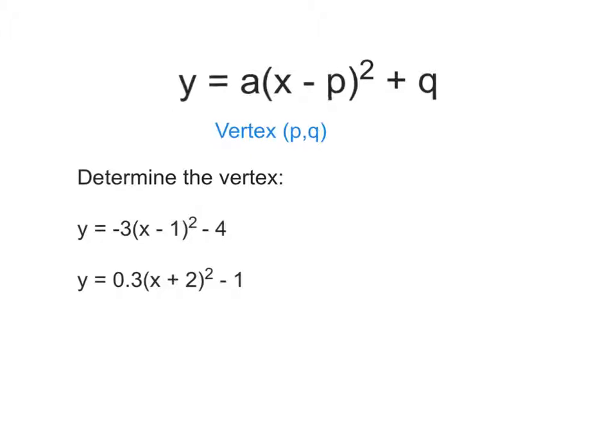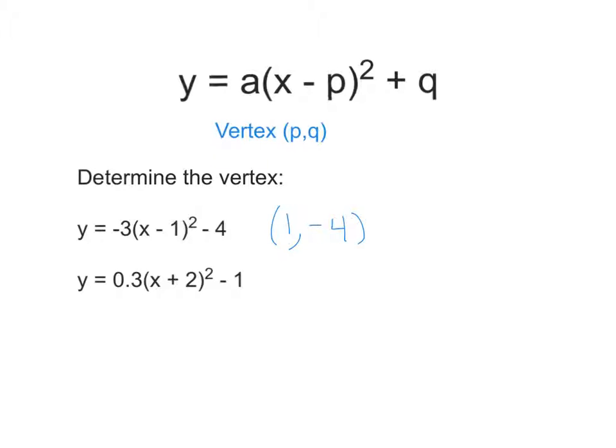And then this question asks us to determine the vertex. What would you say is the vertex of this first one? Y equals negative 3 times x minus 1 squared minus 4. 1 and negative 4. Now that's not the only thing we can tell about that graph. This one is going to go 1 unit to the right and down 4, which makes the vertex at 1 and negative 4. What direction is it opening? Down. And is it relatively wide or relatively narrow? Narrow.